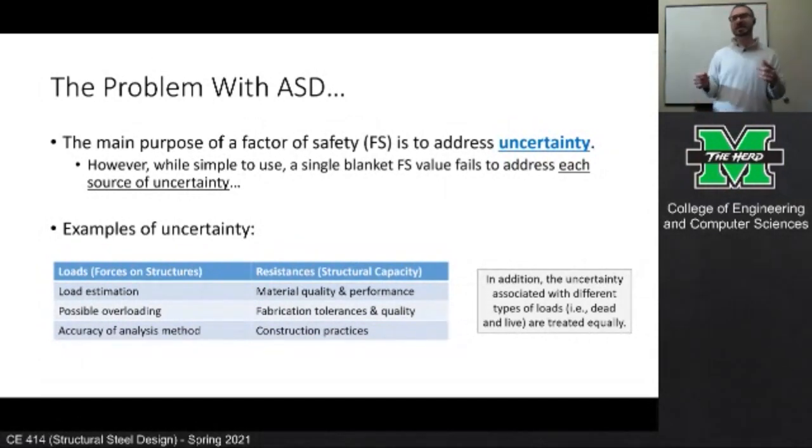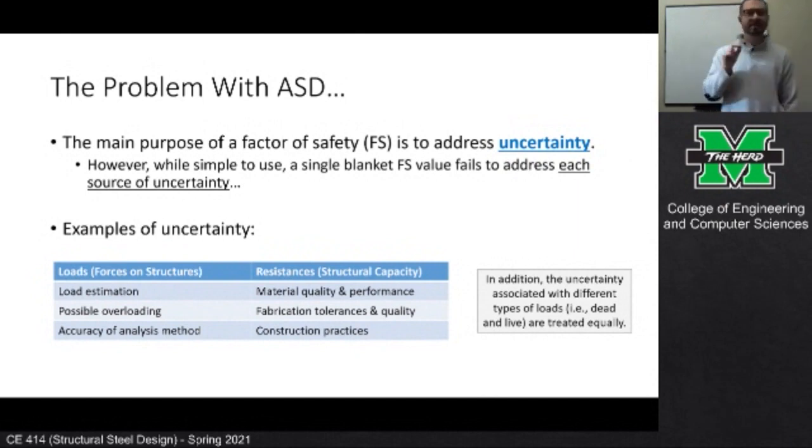600 pounds. Let me ask you this. Do you think if I failed all of those desks that they would all fail at 600 pounds? Or do you think there would be some scatter? Like one might fail at 600 pounds, one might fail at 605, one might fail at 584, one might fail at 620, one might fail at 615. There's going to be some scatter, and there's some scatter because there are uncertainties associated with the resistance. So what do I mean by uncertainties associated with the resistance?